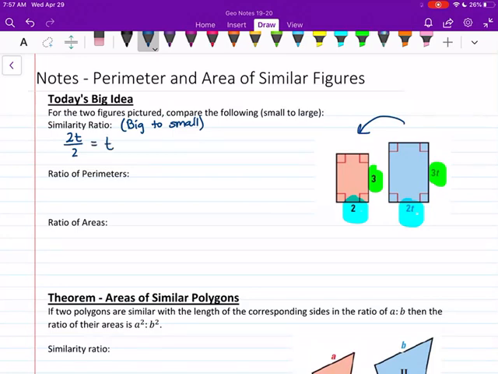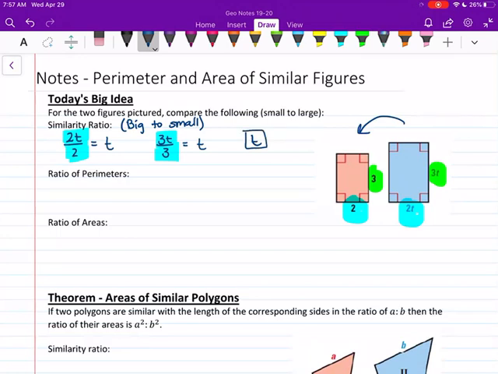All right, so that was comparing the shorter sides, my corresponding sides there. And then if I compare the other set of corresponding sides, we would get 3t divided by 3, which also reduces to t when I cancel those 3's. So my similarity ratio for this one is t.